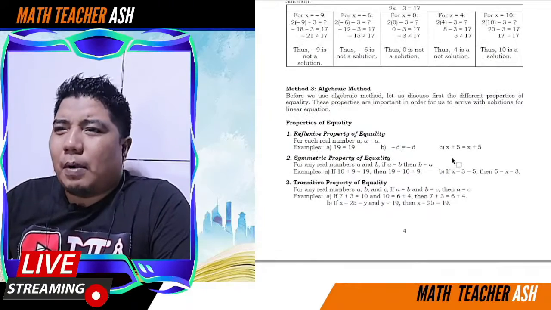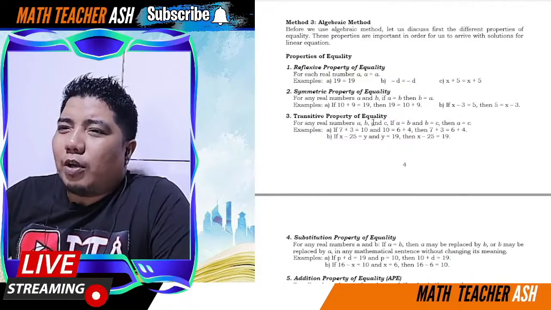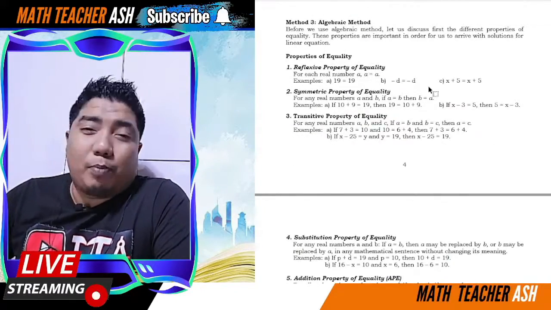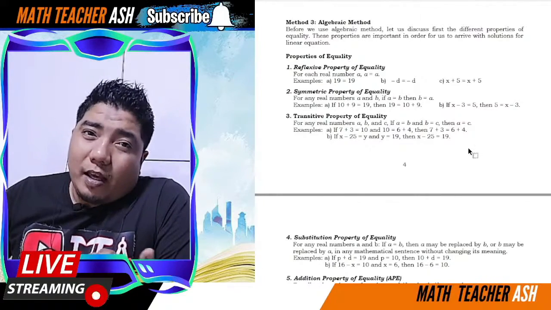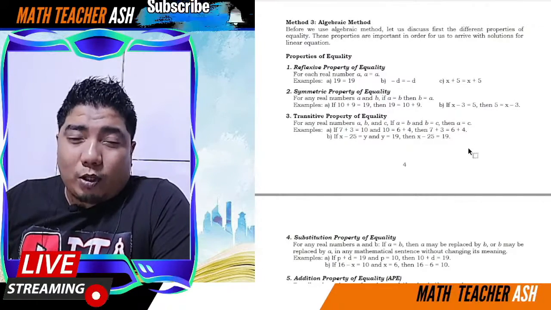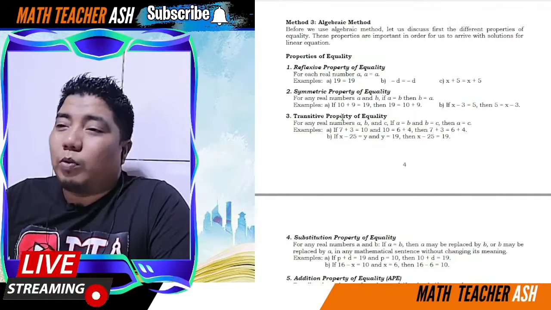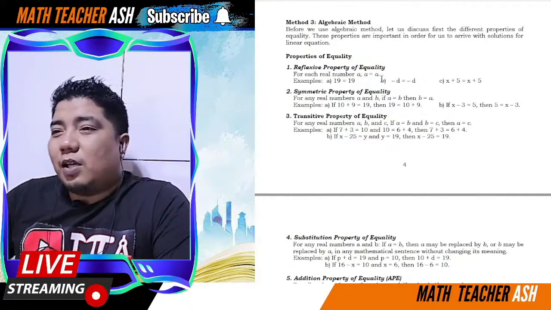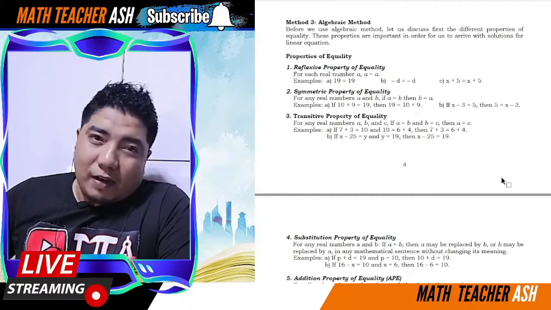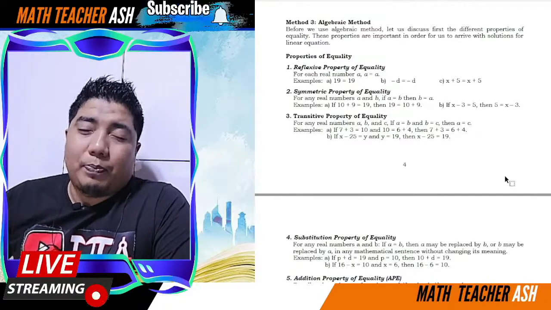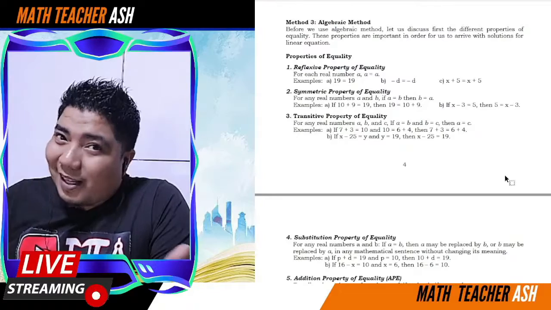Ano ba itong ibig sabihin ng mga properties of equality? Okay, so, we have here the reflexive property, meaning, in a given number, A is equal to A. Okay? So, A is equal to A. Ibig sabihin, 19 is equal to 19. Negative D is equal to negative D. X plus 5 is equal to X plus 5. Mirror lang yan siya. Gets?